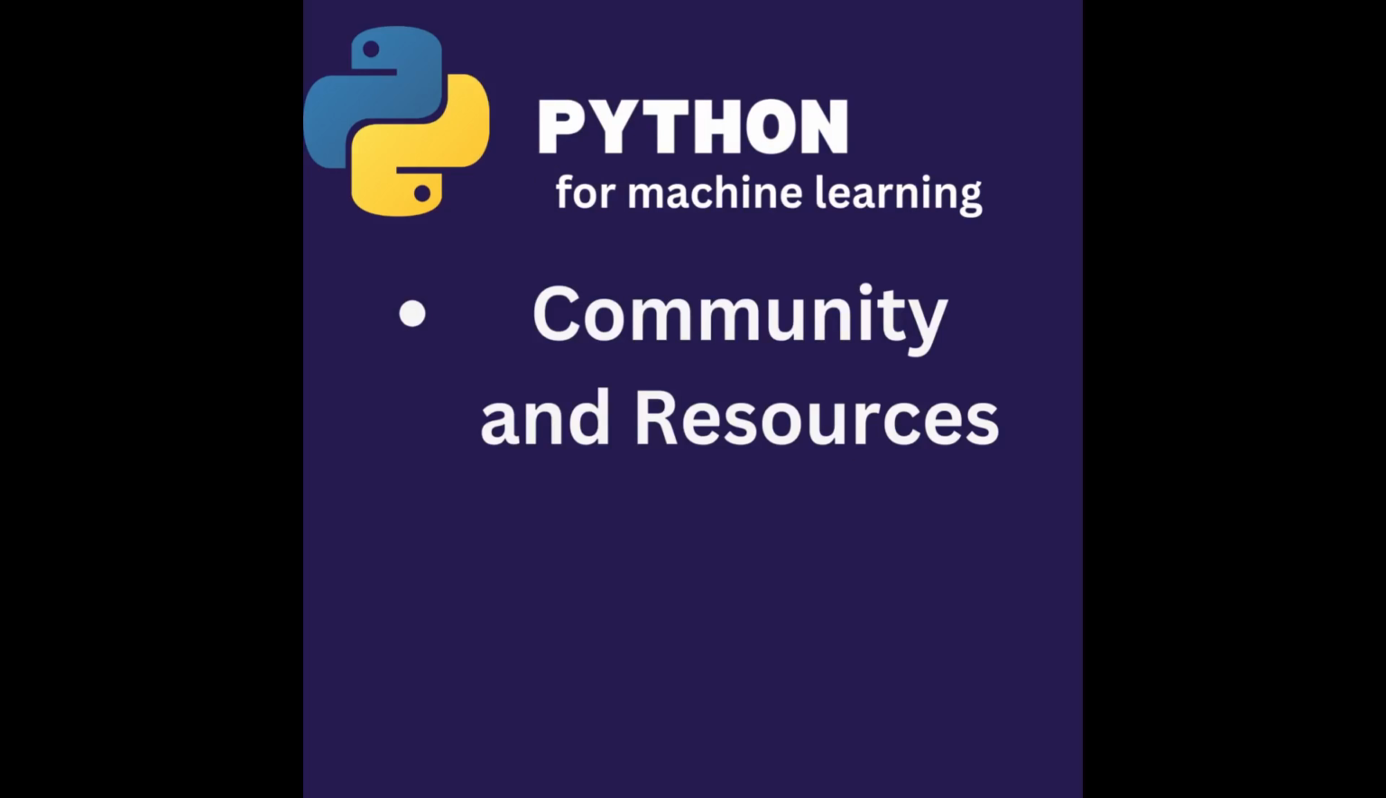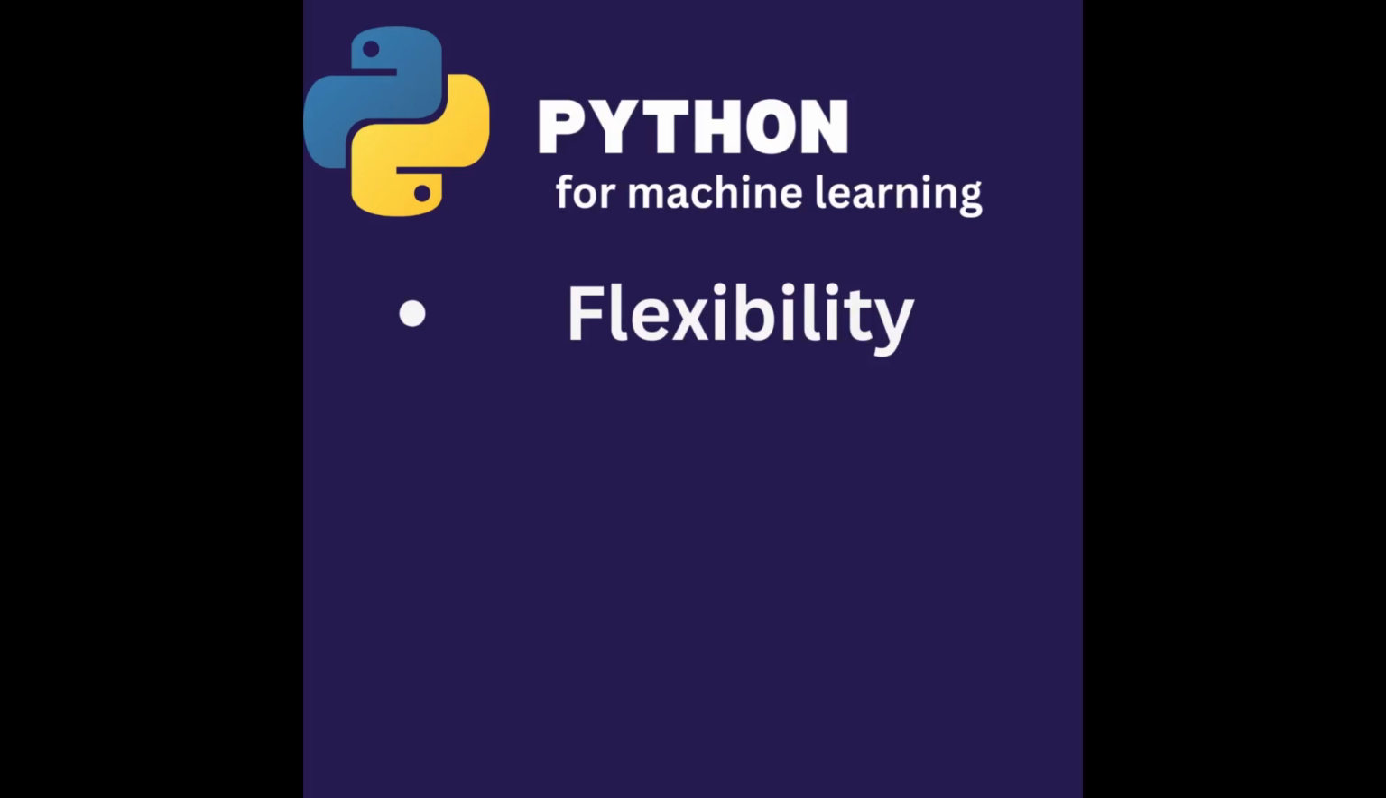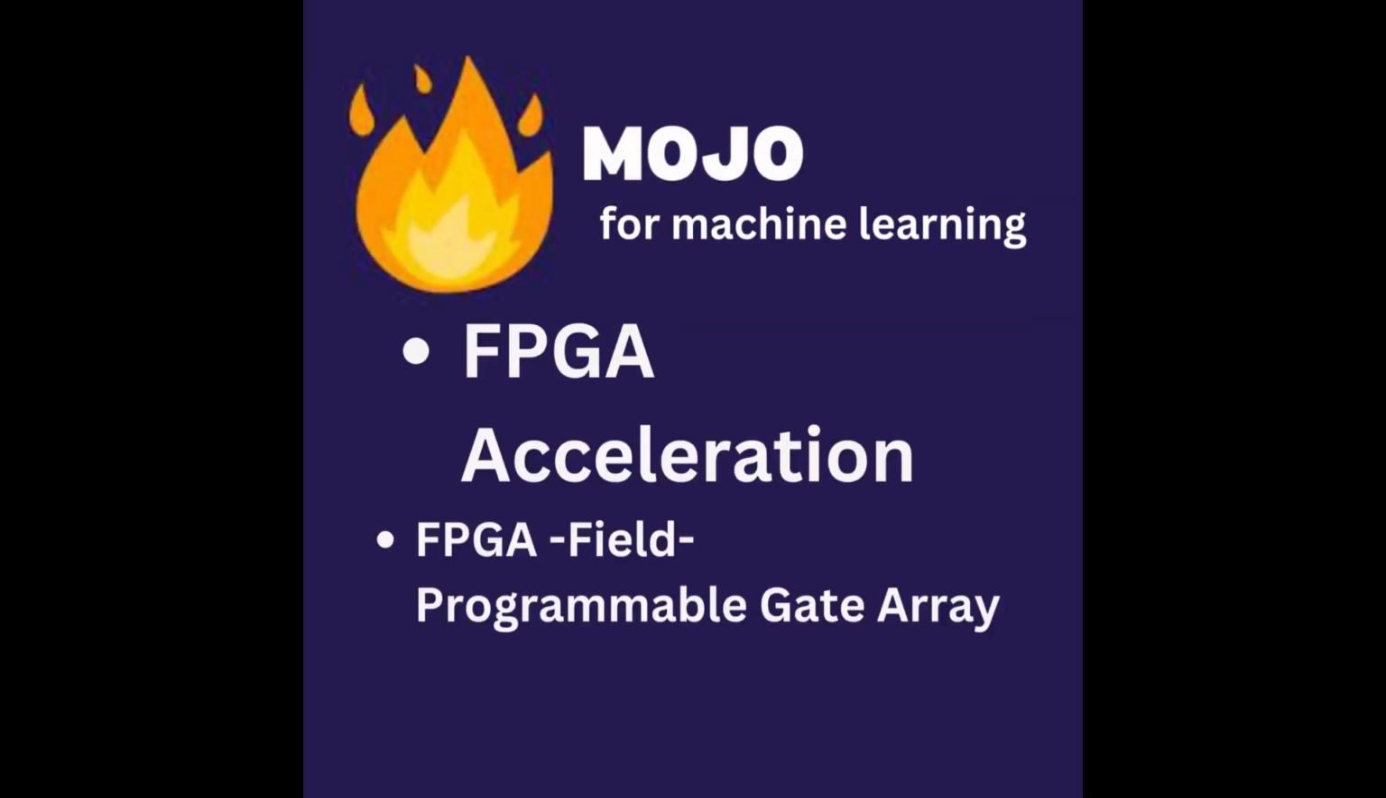Python supports large community and it has huge resources on the internet. Python has a large and active community of machine learning practitioners, which means you can find extensive documentation, tutorials, and support. Python is also flexible to use. Python's general purpose nature allows you to integrate machine learning into a broader range of applications and systems. So these are the basic features of Python programming, and let's try to see about Mojo for machine learning.